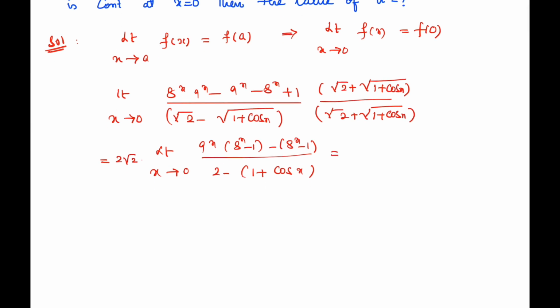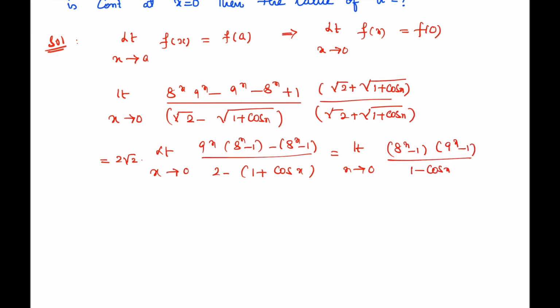So this is equal to limit x tends to 0. Again, you can take 8 power x minus 1 common. Here we have 8 power x minus 1, so if you take it common, inside we get 9 power x minus 1, and the denominator is 1 minus cos x.